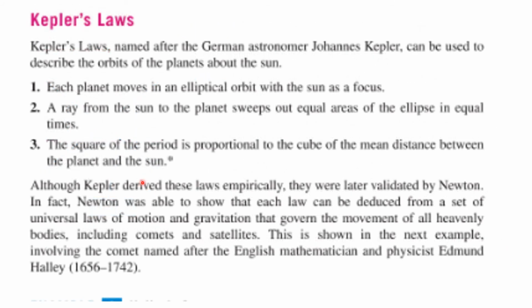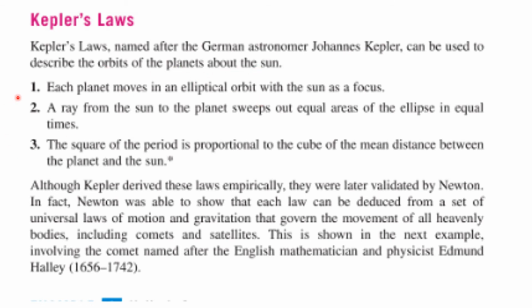Let's move on to talk about Kepler's laws. And by the way, Kepler was living on the Earth, and his observations on the Earth, which is very close to the Sun, and the Sun is the focus of the orbits. So anyway, Kepler's law is named after the German astronomer Johannes Kepler, and this can be used to describe the orbits of the planets about the Sun.